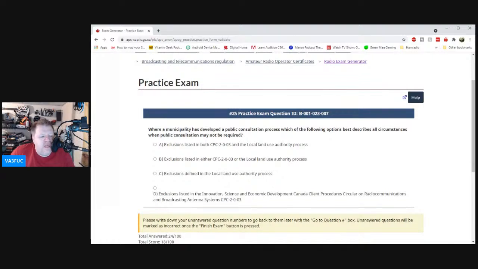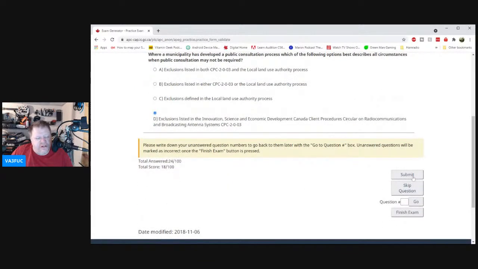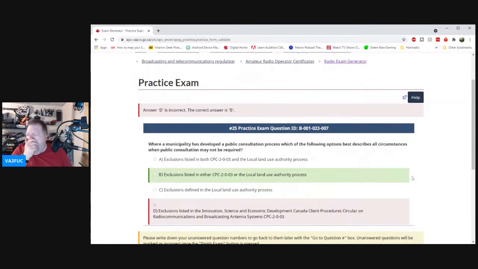Okay, so if I remember, I believe this includes the list of the Innovation, Science and Economic Development Canada communication board. I'm just going to go out on a limb and say it's D. Exclusion list of the Innovation, Science and Economic Development Canada procedures on radiocommunication and broadcasting antenna systems, CPC-2-0-03. Oh, you're looking for B. Exclusion listed either in CPC-2-0-03 or local land use authority process.